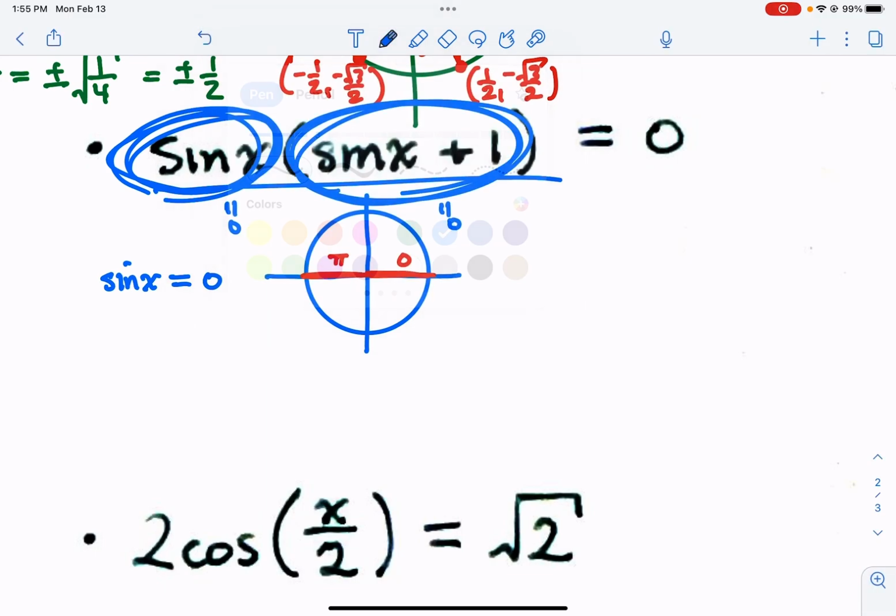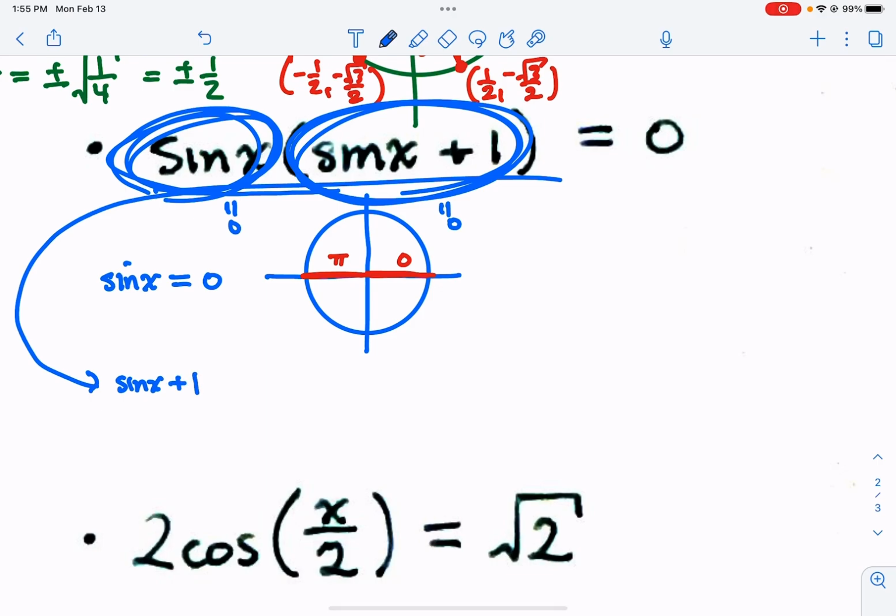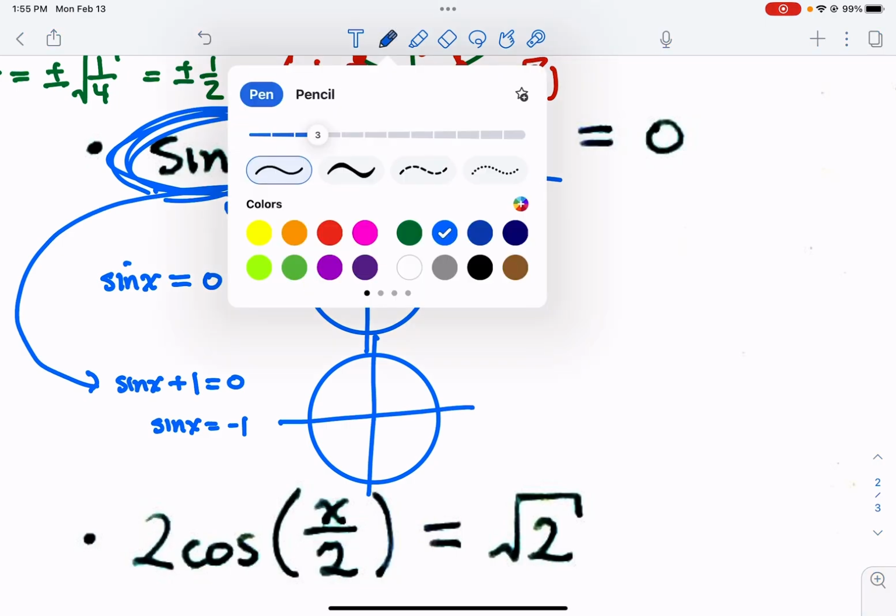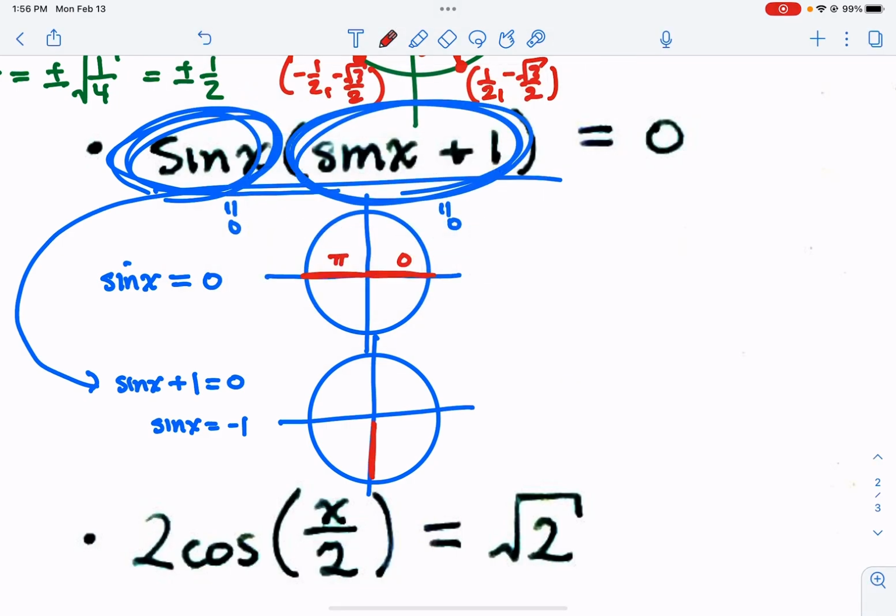All right, let's look at this other one. What if sine of x plus 1 is equal to 0? Well, we would want to subtract the 1. We get that sine of x equals -1. And we do the same process. Where does sine of x equal -1? Well, there's only one spot. It's down here. That's where the y-coordinate is -1. And that angle is 3 pi over 2.